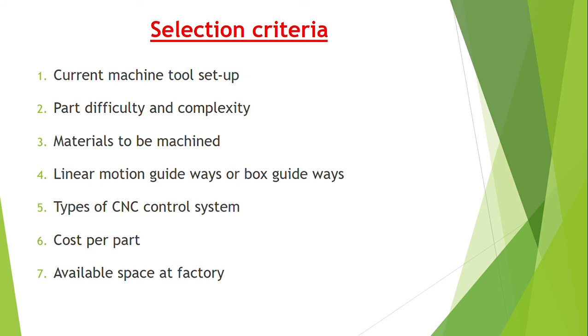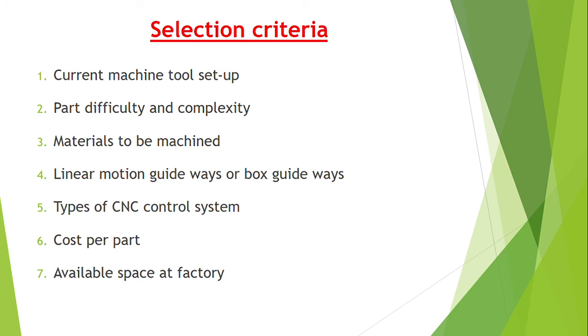The first one is the current machine tool setup. Decide whether the existing machines in the factory are still appropriate for the manufacturing process. Find the limitations of the existing machine, its remaining life, and the cost effectiveness of replacing an existing machine with a newer, higher performance one.